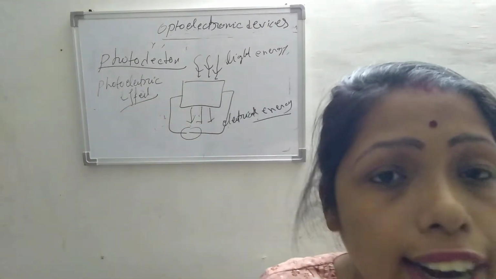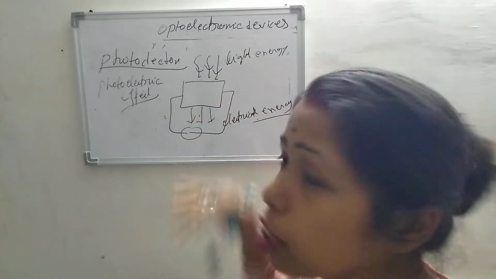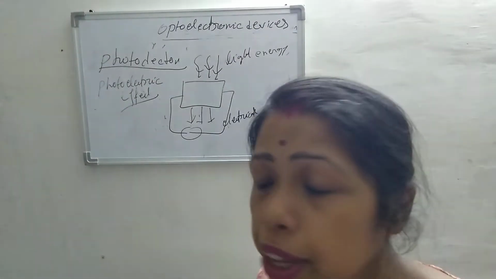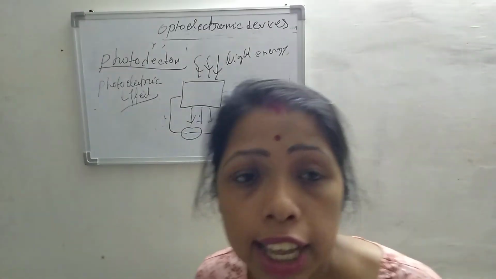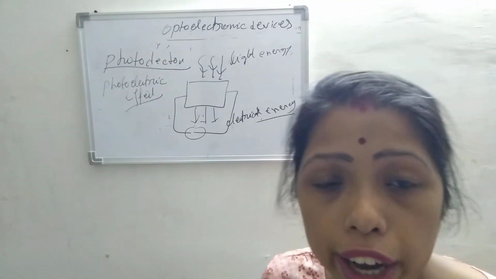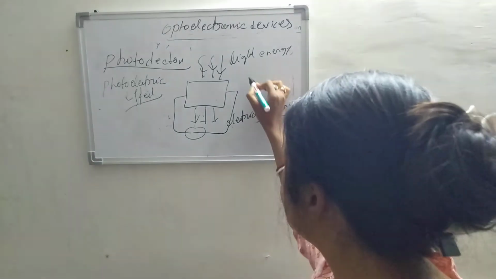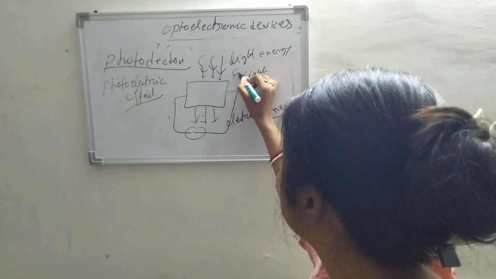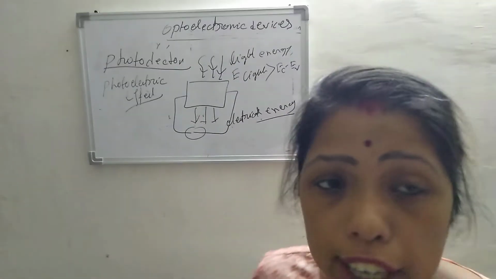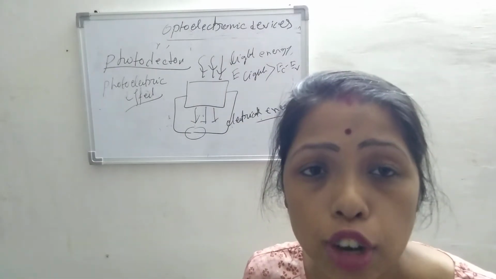What is the photoelectric effect? When light falls on a device, which should be made up of a semiconductor diode, electron-hole pairs are produced. The electron-hole pairs are produced when the light energy is greater than the difference between the conduction band and the valence band of the semiconductor.